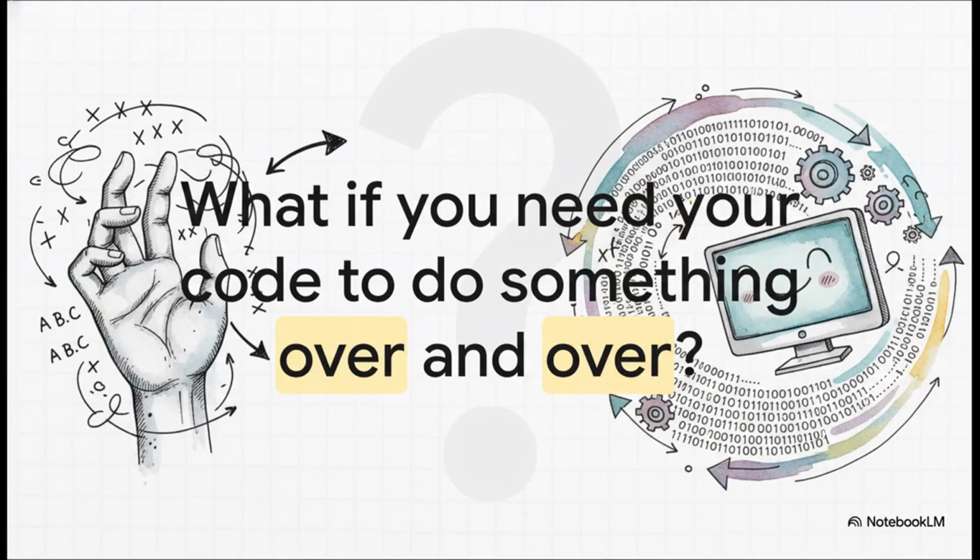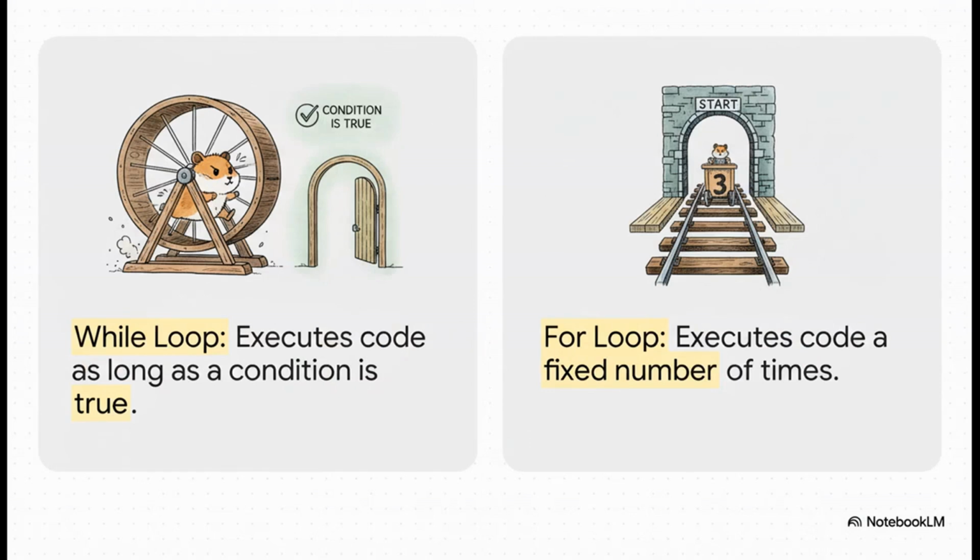Now, what if you need to do something again and again and again? This is what computers were born to do. Instead of you writing the same line of code 100 times, we can just tell the computer to repeat it for us by using a loop. And this is a really key insight. Python gives you two main kinds of loops for different jobs.